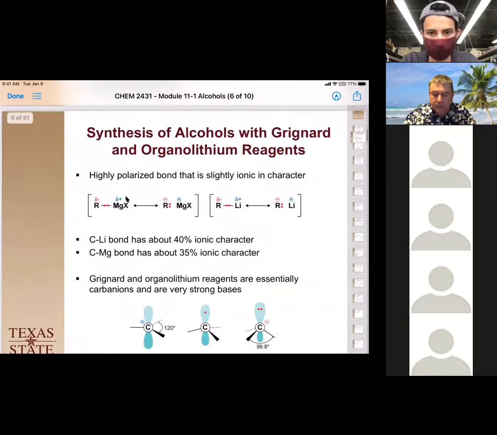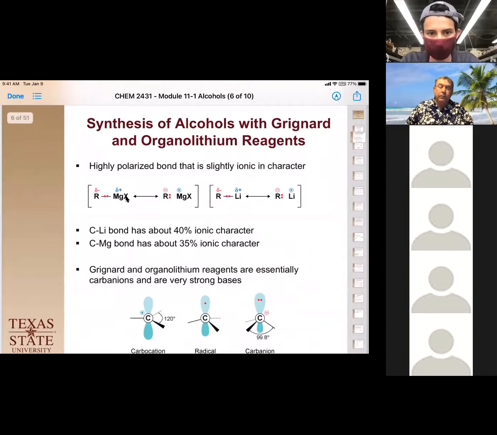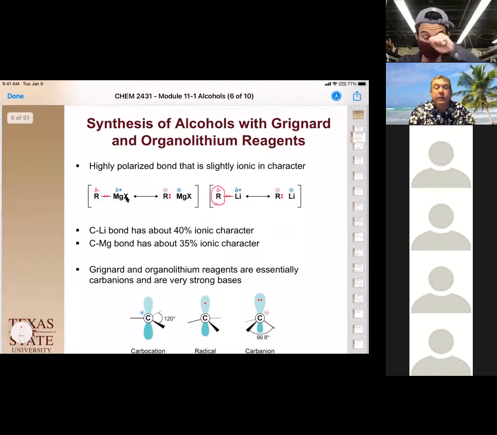All right, so how do we use these? Well, I said it's still a covalent bond, but it's very polarized, and so it has a slight ionic character. In the lithium, it has approximately a 40% ionic character. So that's a very elongated bond with a partial negative charge on carbon, and on the lithium, it has a partial positive charge.